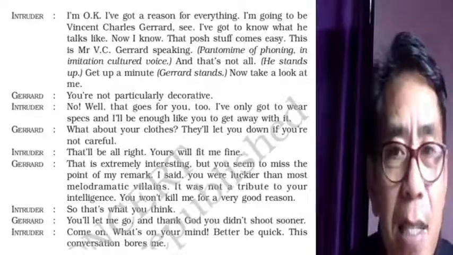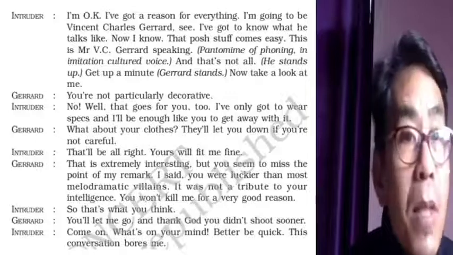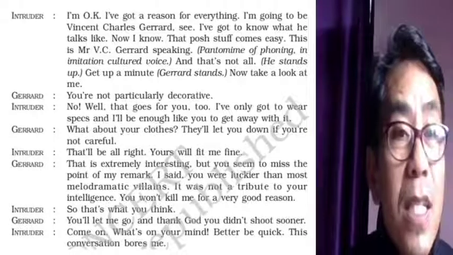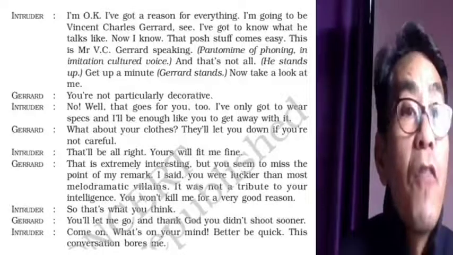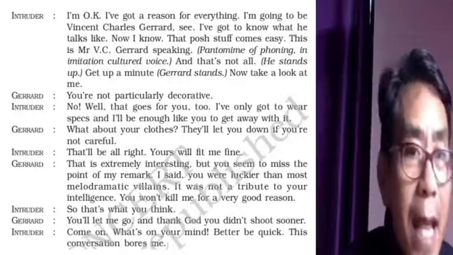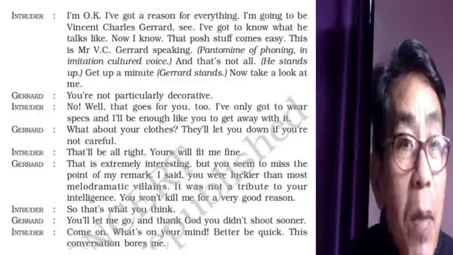Specs means glasses. And then what about now? Now I look like Mr. Gerard. And what did Gerard do? Mr. Gerard was still not afraid, and he was giving answers in a normal way. There was no change in his behavior, isn't it?